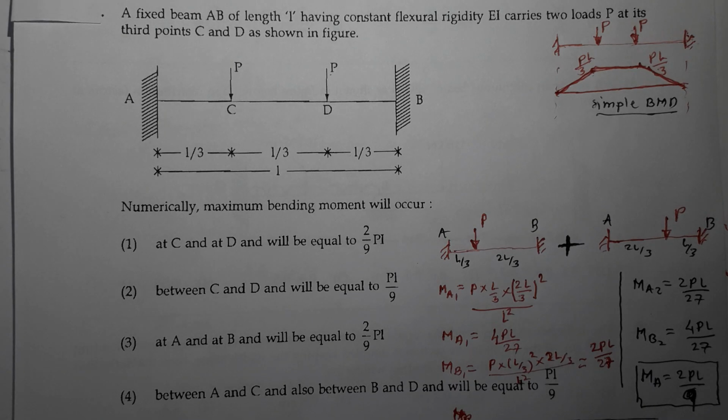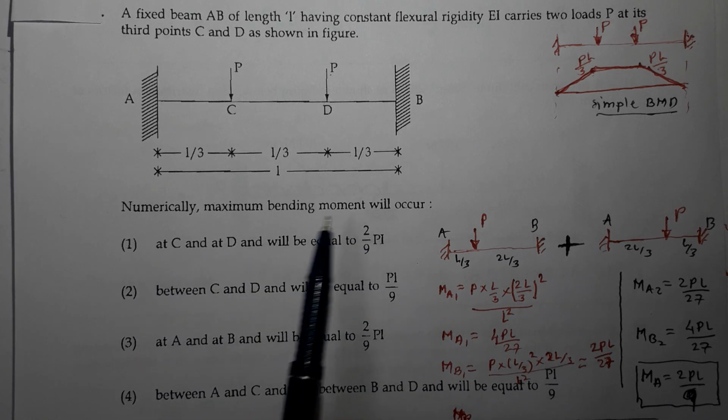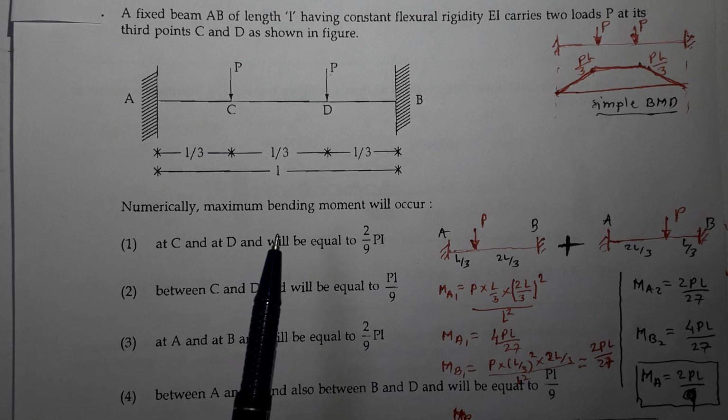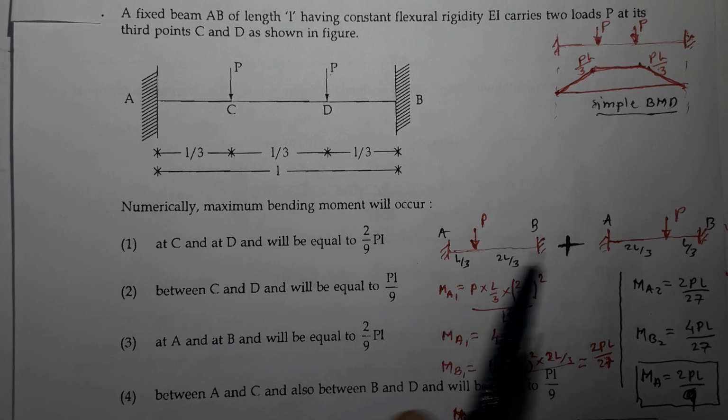Question number 4. A fixed beam AB of length L having constant flexural rigidity EI carries two loads P at its third points C and D as shown in figure. The fixed beam is shown, the two loads are as shown, and it is asked to get the maximum bending moment. Means only the magnitude of the bending moment, whichever is maximum, that is to be obtained.